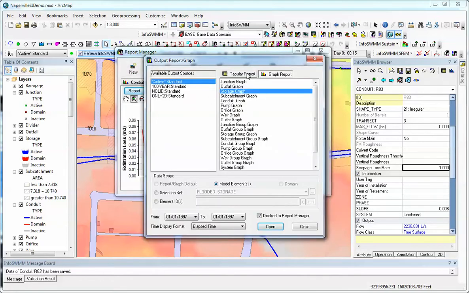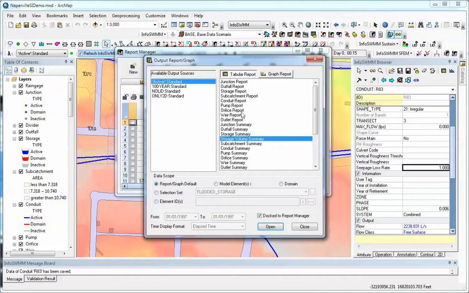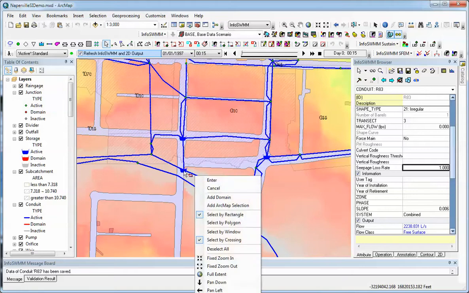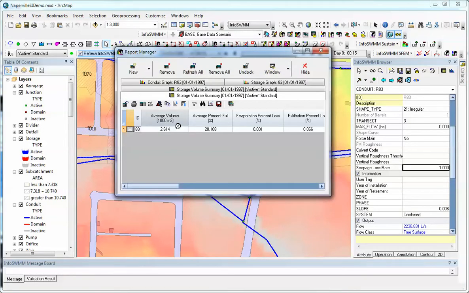If you look at the conduit summary, so we go to tabular, or rather storage volume summary, sorry, and we'll pick one model element. It'll tell you what the average volume is, percent full, how much evaporation occurred, what the exfiltration loss was in percentage, and the maximum volume during the simulation, and also what the maximum outflow was.